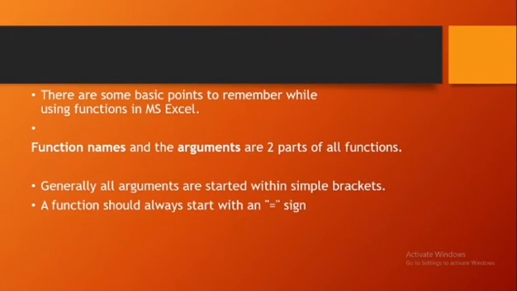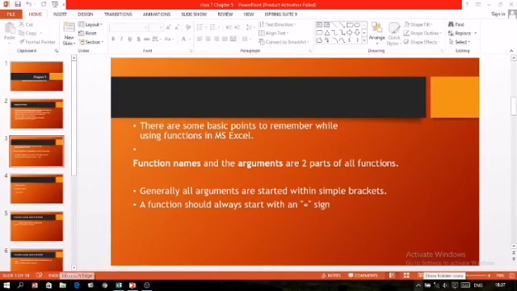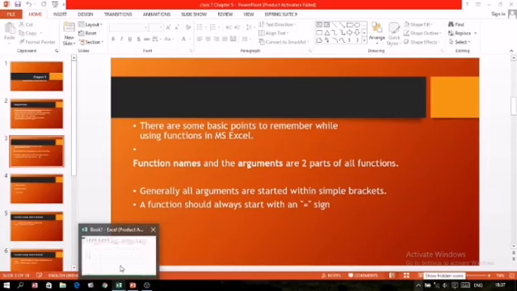So let's continue. There are some basic points to remember while using a function in MS Excel. The function name and the arguments are the two parts of a function. Generally, arguments start within simple brackets. A function should always start with an equal to sign. Whenever you want to use a function, you have to give the equal to sign. Only then it works. Now let me explain.